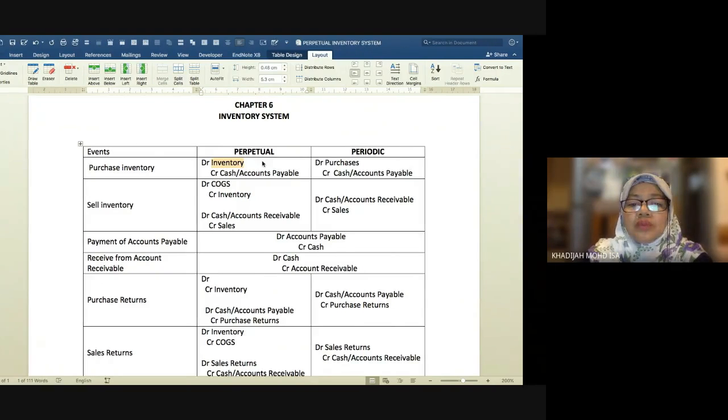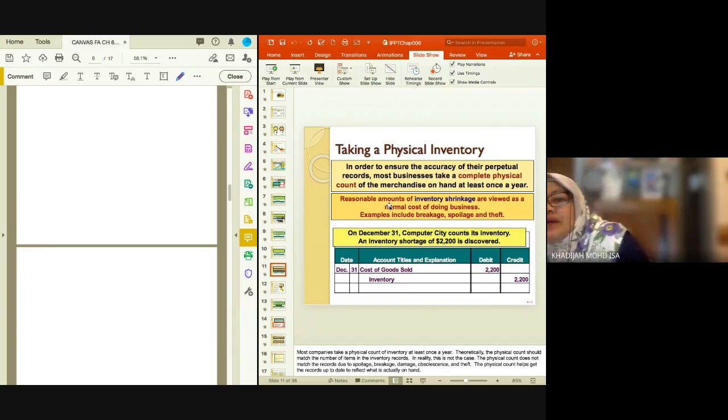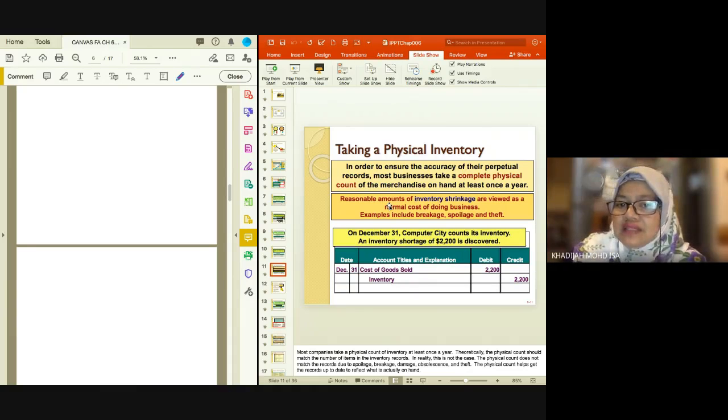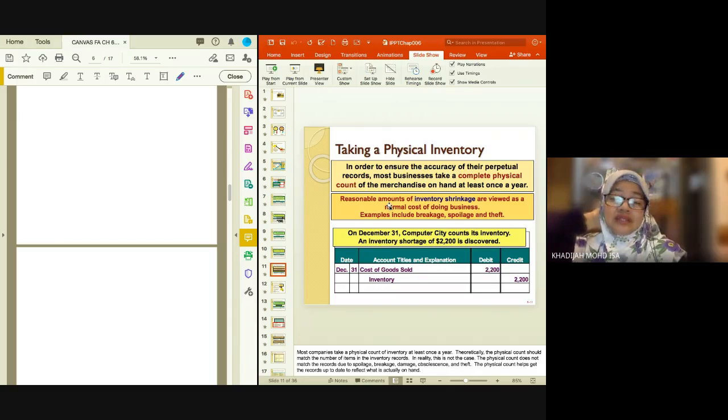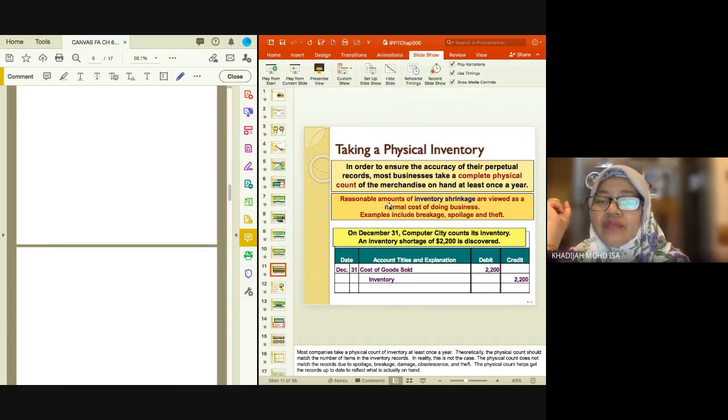But you must also make sure that in your warehouse, or even in your shop, in your company, you have 100 units, and each unit is 10 ringgit per unit. So for that, you will have to do a physical inventory, take stock. We call it stock take. Stock take means you check how much is the actual inventory that you have in your company.